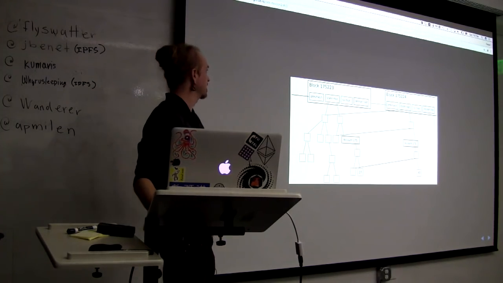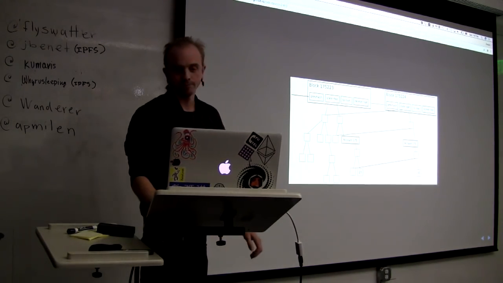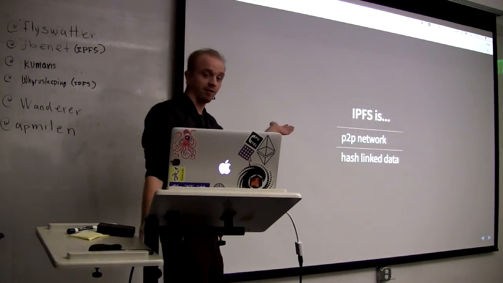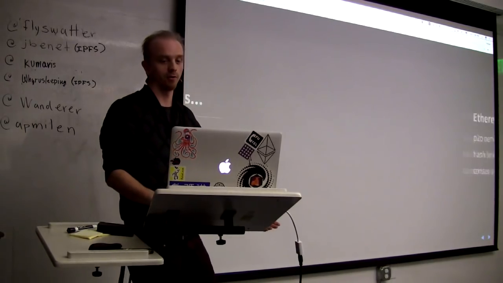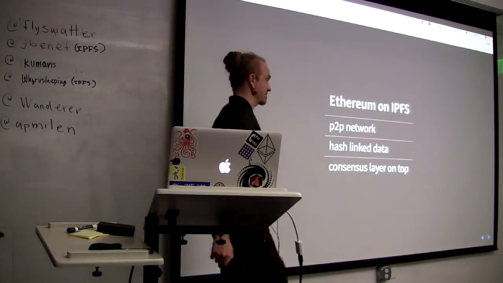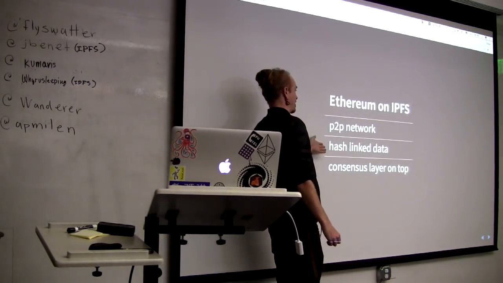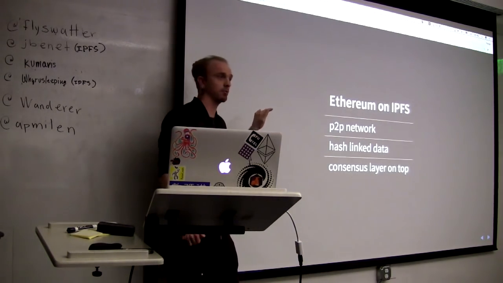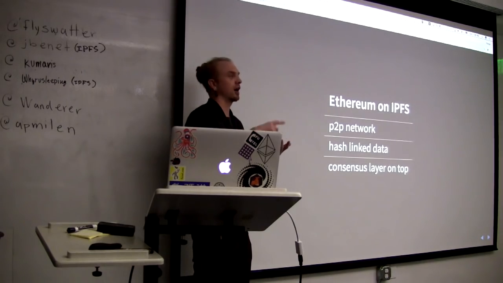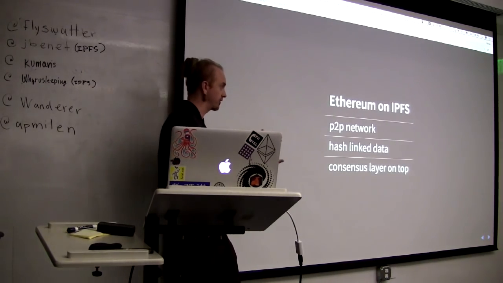So you've seen some graphs already. It looks a bit like this. So IPFS is a peer-to-peer network that serves hash-linked data. And so IPFS, or Ethereum on IPFS, is a peer-to-peer network where you get your hash-linked data for the state and the history, and then you just layer your consensus algorithm on top for you to resolve what's the current head, where's the current state.